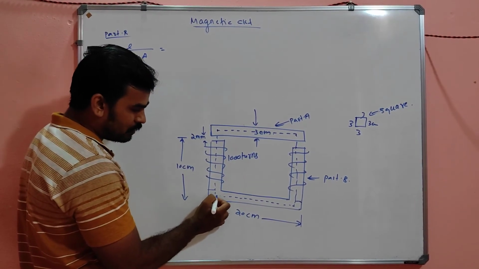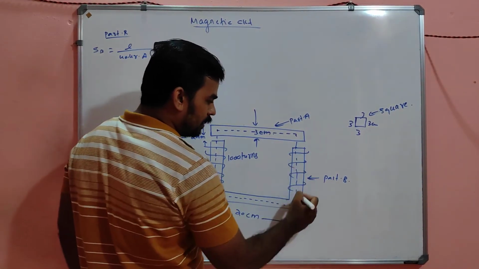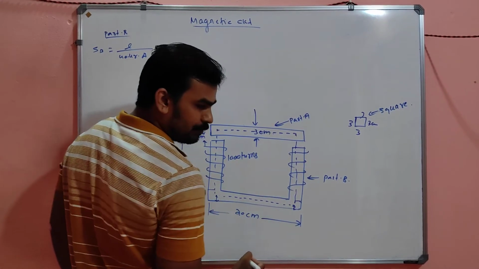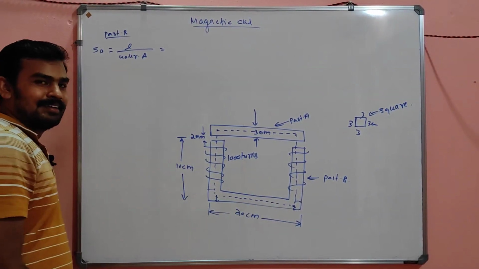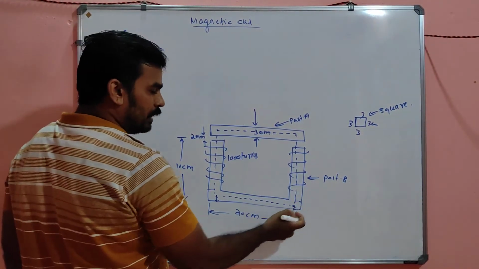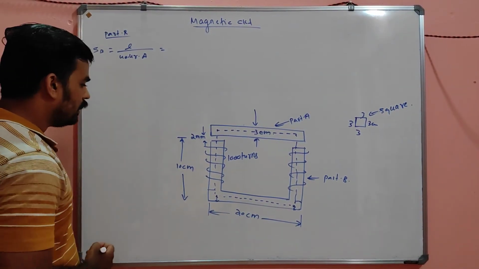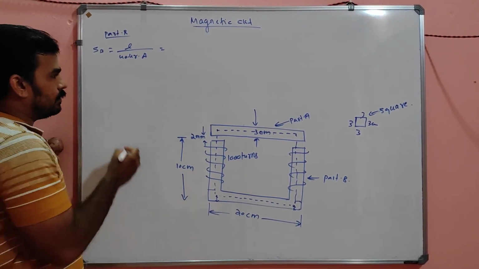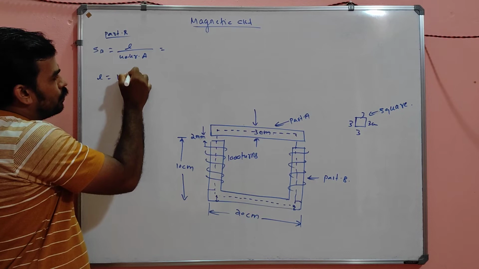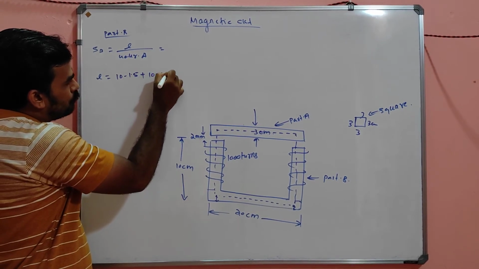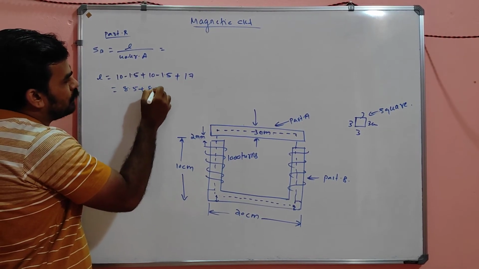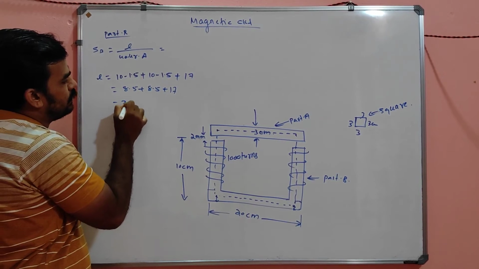But you have to subtract 1.5 from the 10. In a similar manner here also, you have to subtract. So it will be 1.5 here and 1.5 there. So L will be 10 minus 1.5, plus 10 minus 1.5, plus 17. So it is nothing but 8.5 plus 8.5 plus 17, simply 34 centimeter.